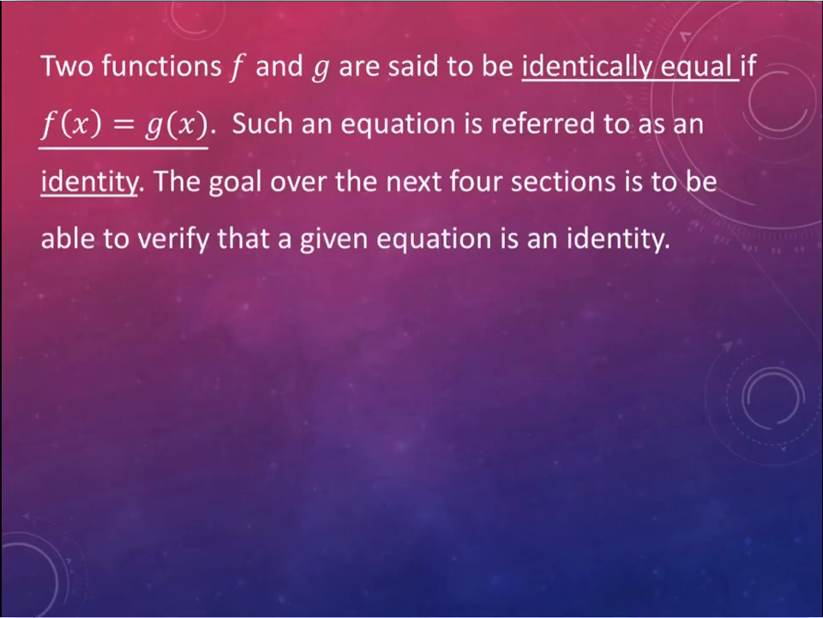So if we have 2 functions, f and g, then they are said to be identically equal if f of x is equal to g of x. So at every x value, the f of x or y value is equal for both of them. Okay? So if their x's are equal, their y's are equal. Such an equation is referred to as an identity.